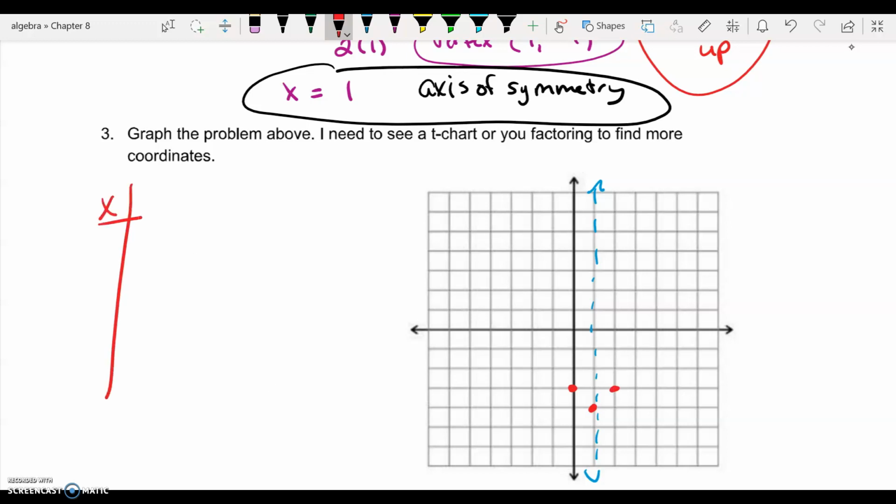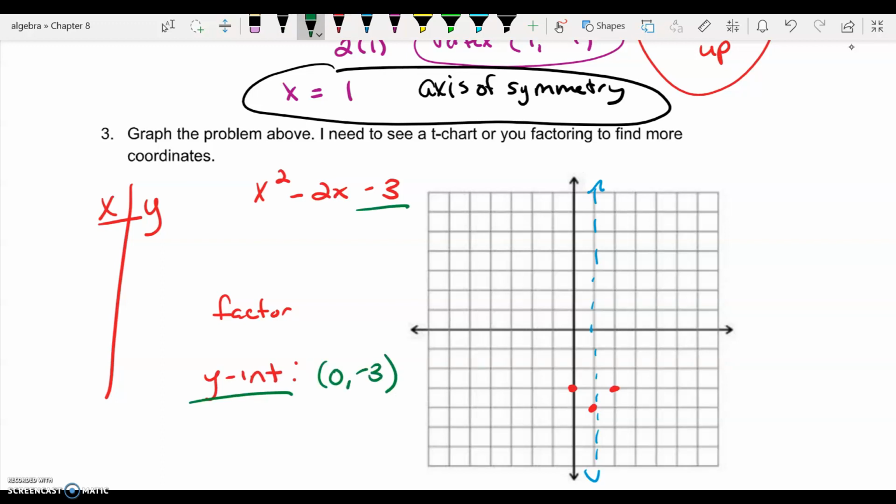So you can make your XY chart. You can factor. You can find your y-intercept, which I will underline in green again. All right, so that's the green point. That's 1 to the left of the axis of symmetry, so I can do 1 to the right. Now the next thing you're going to do is factor it if you want to. You don't have to. You can just use the t-chart. So I'm going to have 1, negative 4, 0, negative 3, and then 2, negative 3 is going to be the same thing.